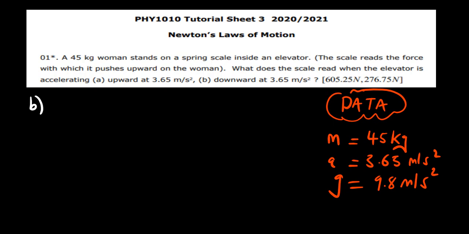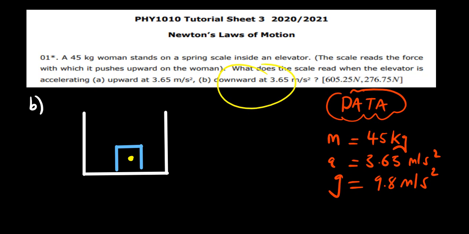So we're finding B. It's the same scenario, but what is happening now? Let's assume again this is our elevator, and this is the woman. The question still stands: what forces are acting on this woman? But now for B, we're saying she's accelerating downward at that acceleration. So what do we have?